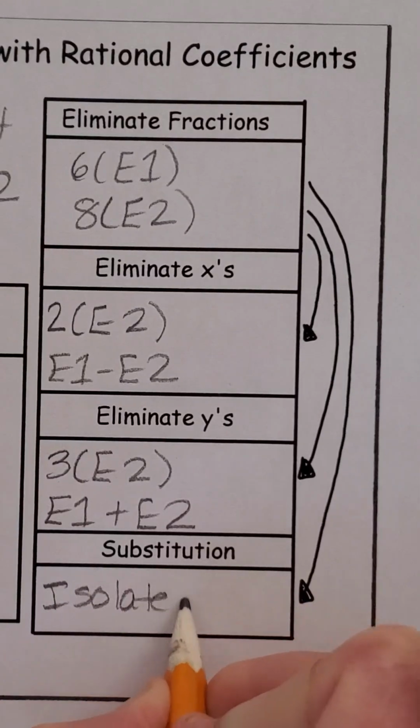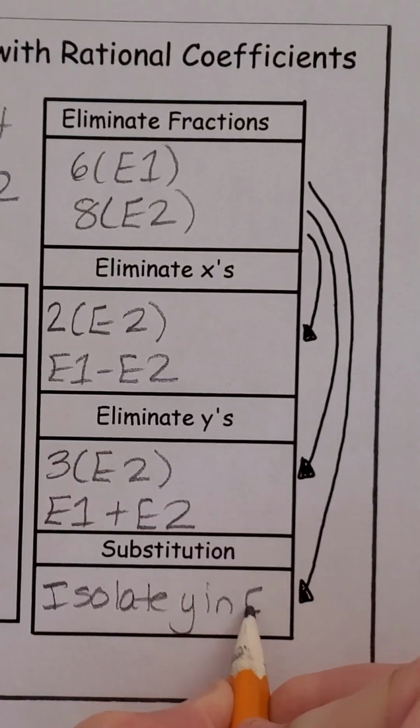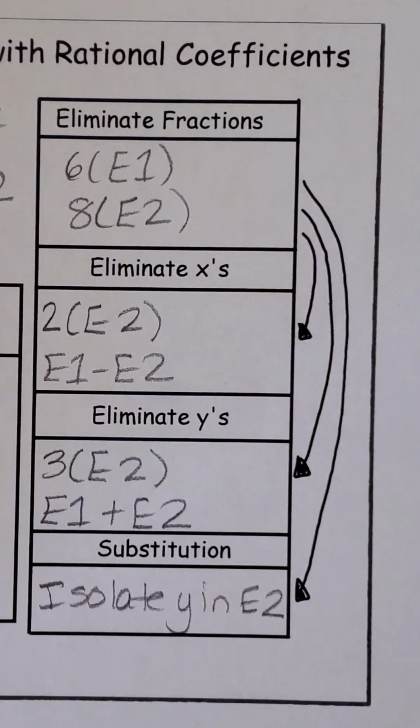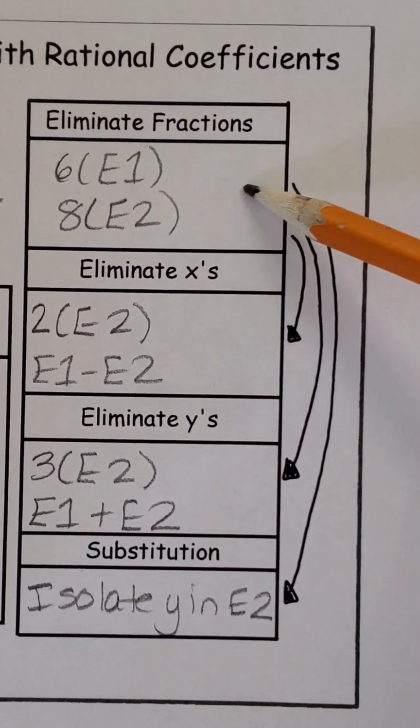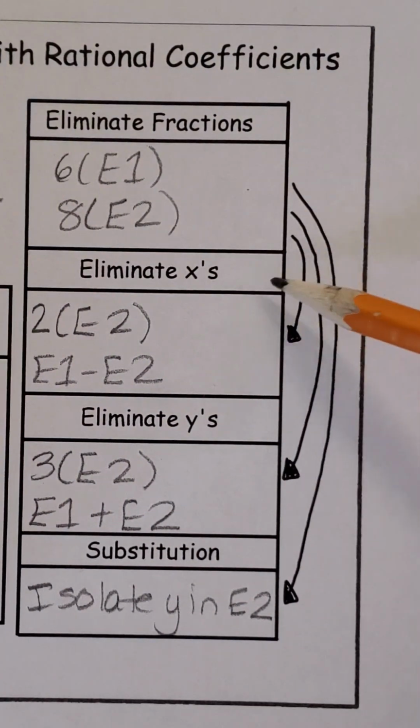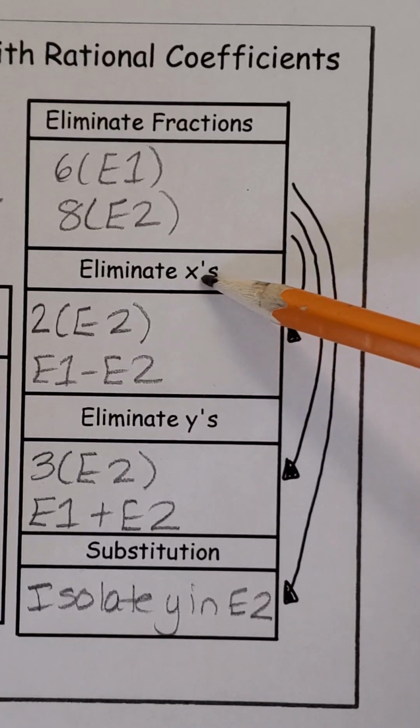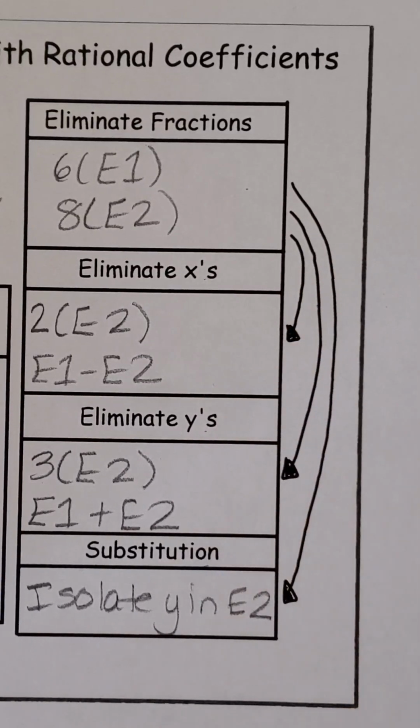y in equation 2. So that, of course, is looking at all of the different possibilities, right? So you can see how I have these arrows over here. Once you eliminate fractions, then you would either decide to eliminate the x's or eliminate the y's or use substitution. Either method, of course, would be just fine.